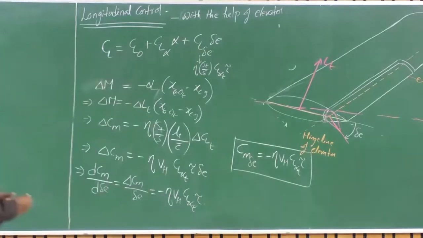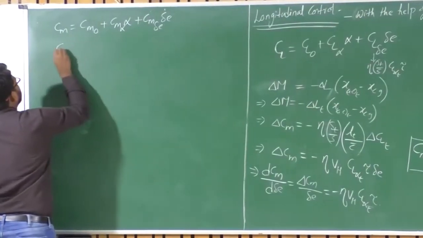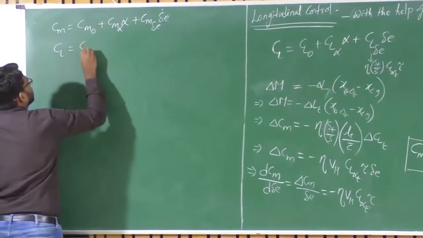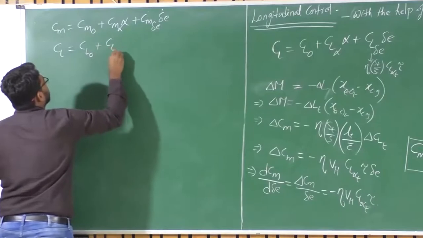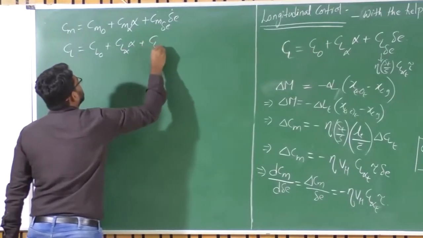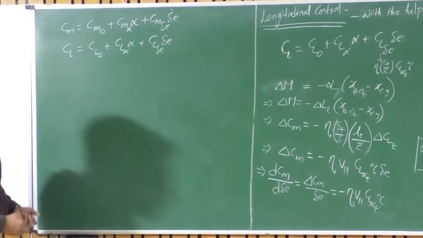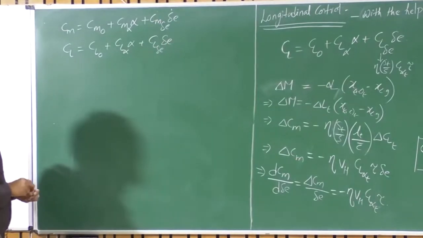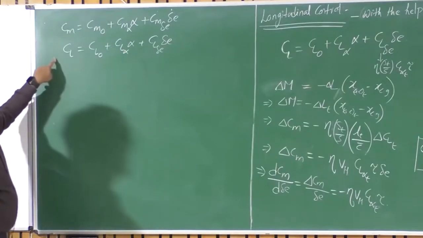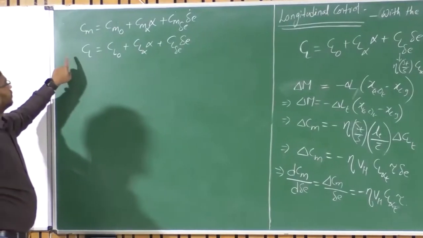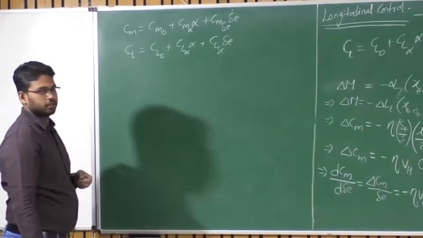Okay. Now you have Cm naught, Cm alpha, Cm delta E, and similarly, before talking about trim, we have CL naught plus CL alpha into alpha and CL delta E into delta E in the linear regime, right? This is what we have modeled. So we have come up with this aerodynamic model for the linear regime, which is a function of alpha as well as delta E for both the equations.